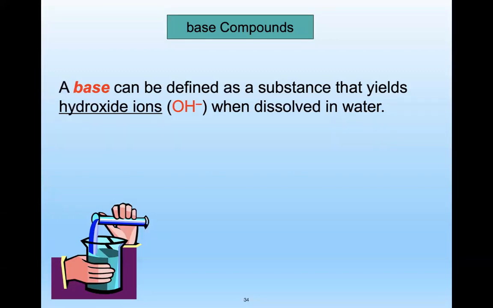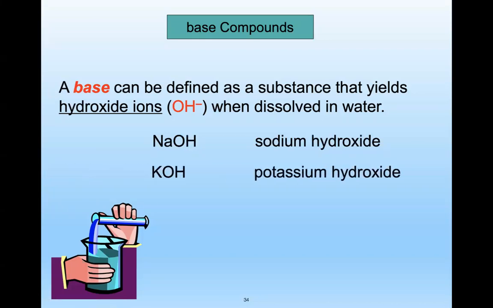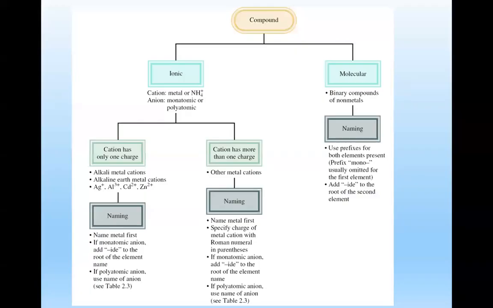What about base? Base, like, for example, sodium hydroxide, NaOH. It yields OH. So acid yields hydrogen, but base yields OH, right? Like sodium hydroxide, potassium hydroxide, barium hydroxide, etc. Now you can take the conclusion about compound, right? So the compound could be ionic, could be molecular.